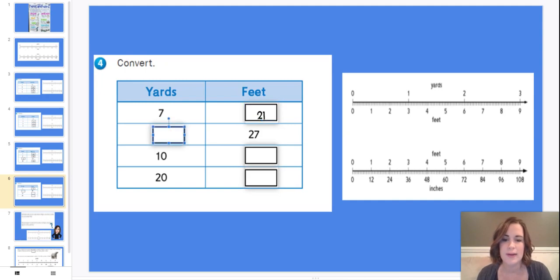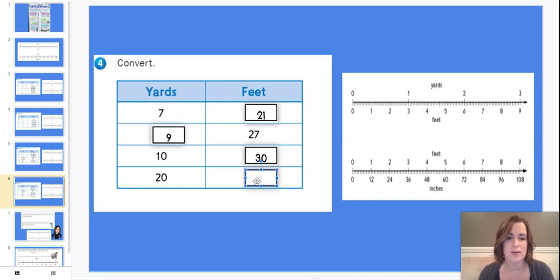How about 27 feet? We know that there's 3 feet in every yard. So if I take 27 divided by 3 this time, I would get how many yards there were. That's 9 yards. So let's go to 10 yards. How many feet would there be? We can take 10 times 3, and that would equal 30.